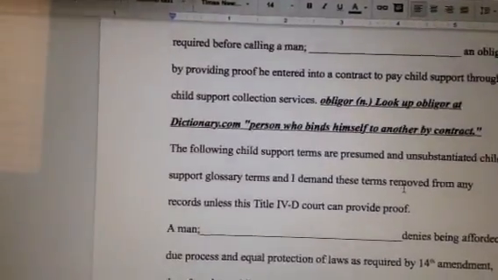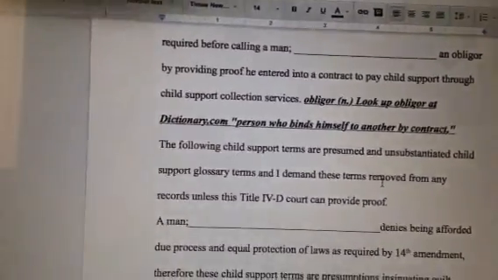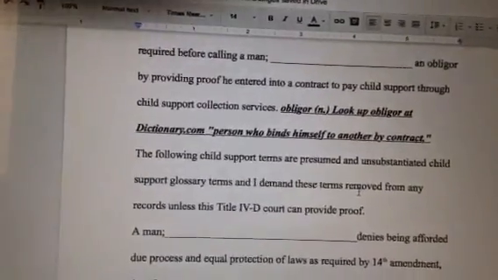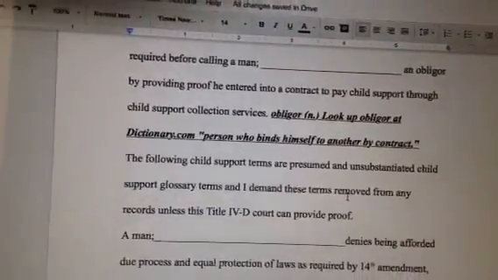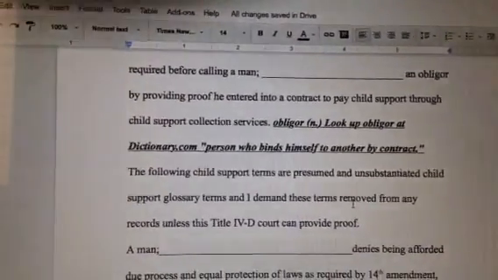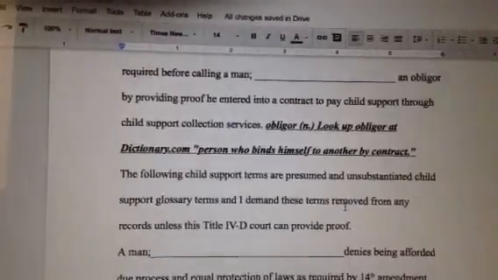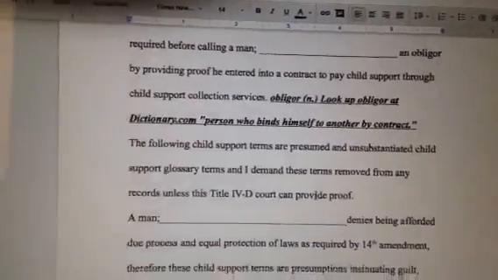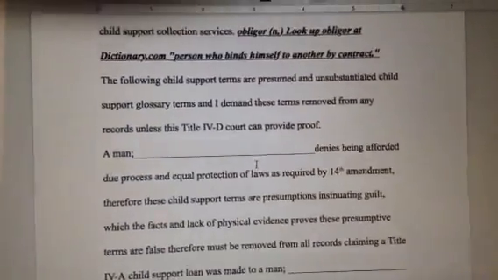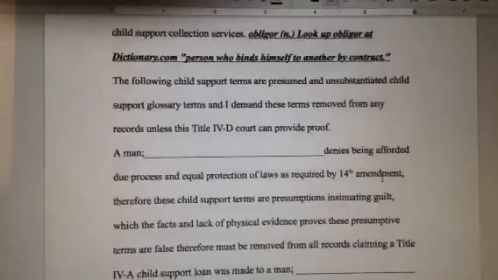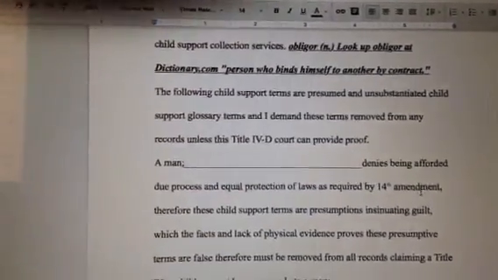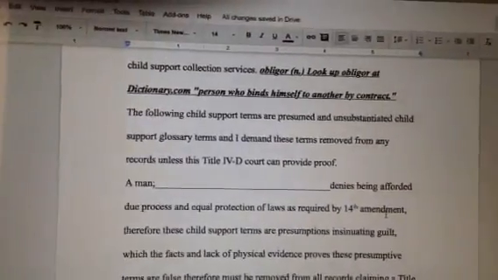Okay, the court you're in for child support, guys, is called the Title IV-D court. They don't want you to know that, but it is. Which means that under 42 USC Section 654, it is not part of the courts. It's part of the executive branch. But they don't want you to know that, but you're letting them know right here. So here we go. A man denies being afforded due process and equal protection as required by the 14th Amendment. The 14th Amendment protects you from state laws which violate your constitutional rights, your inalienable constitutional rights.